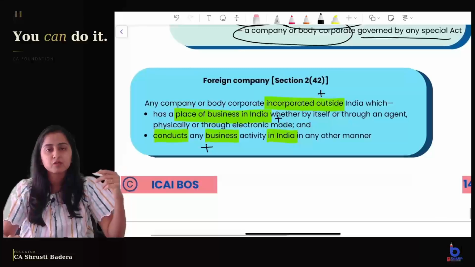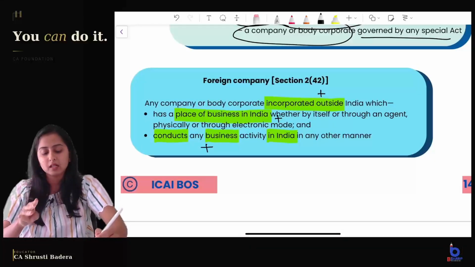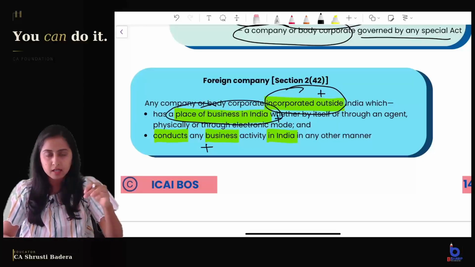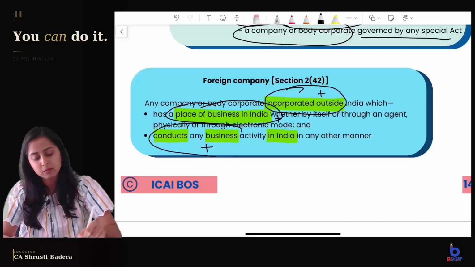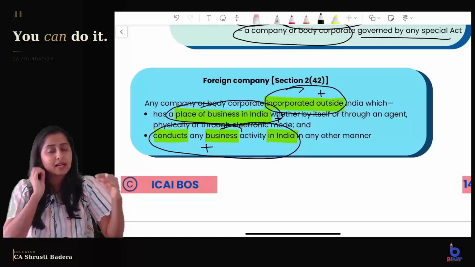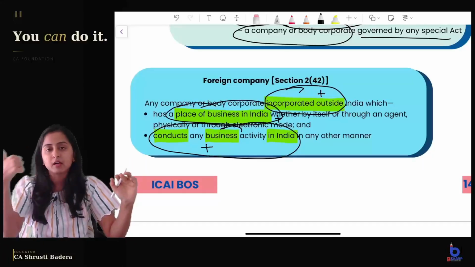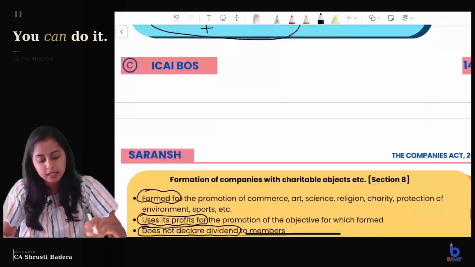Coming to the definition of foreign company, section 2 clause 42, 3 conditions have to exist parallelly. It should always be incorporated outside India and it should have a place of business in India. Not only should it have a place of business in India, but it should also conduct any business activity in India. That can be through electronic mode or physically, anyhow. Always incorporated outside India, but having a place of business and conducts business activity in India.